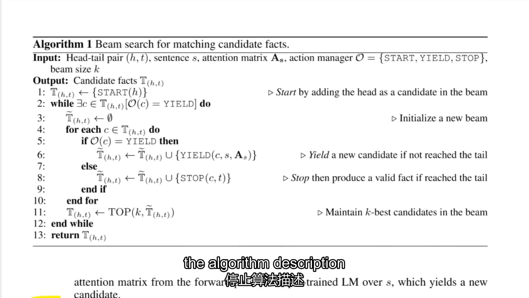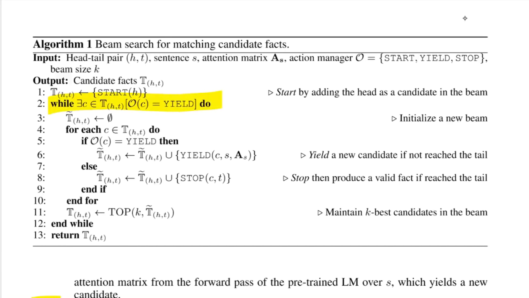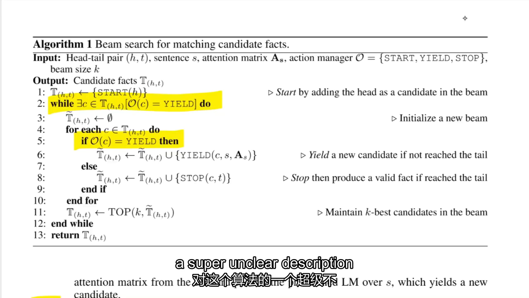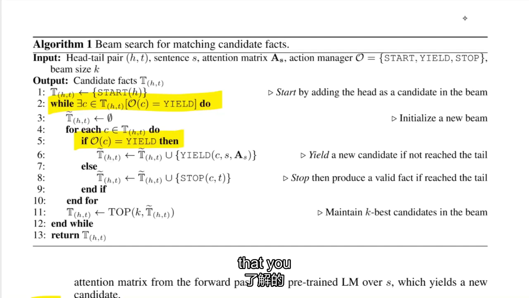And the algorithm description here basically just says while we're not done, if it's not the stop action, we continue. It doesn't tell you anything. This is a super unclear description of this algorithm. Basically, the whole logic that you would want to know about is here in this action manager, right? The action manager that gives you the action is doing the actual logic of figuring out which token you should do next and where you should go next and so on. This is nowhere in the algorithm.